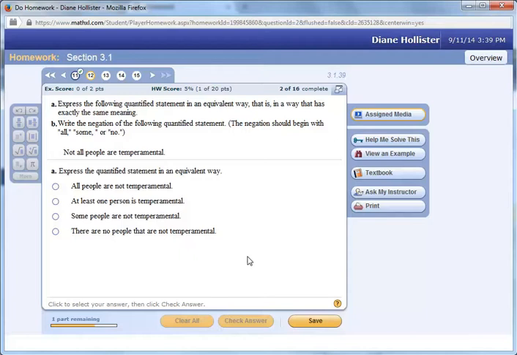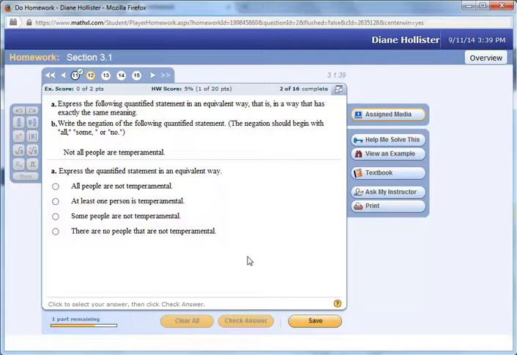Let's take a look at a problem where we're expressing quantified statements in equivalent ways and then finding the negation of quantified statements. This is an area where many students struggle with trying to understand the concepts. Keep in mind that you can also watch checkpoint videos or visit your multimedia library for more resources.